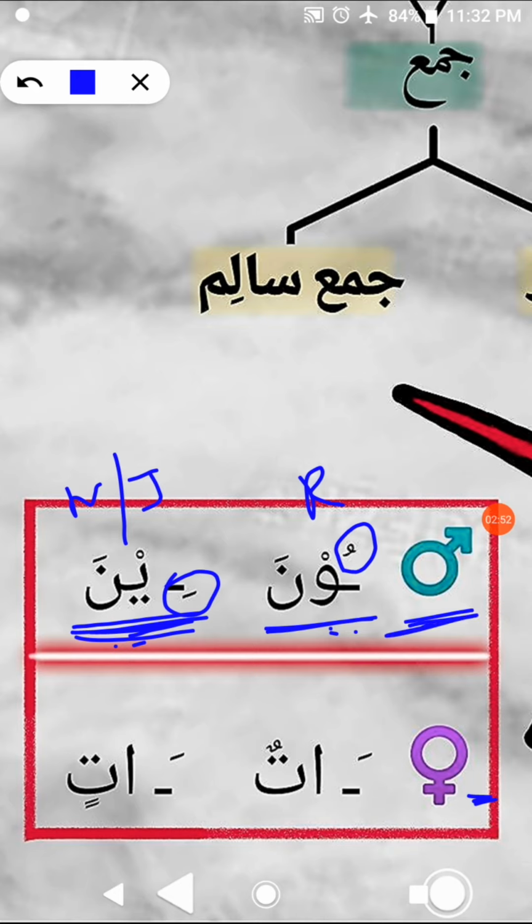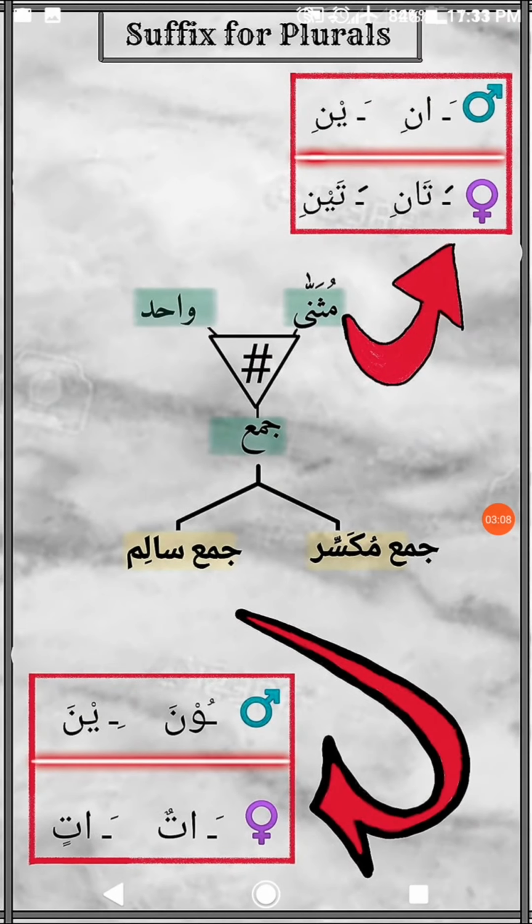And for feminine we have the suffix of atun and atin. Atun is for rafa and atin is for nasab and jar. So this is what I would want you to just remember at this moment: ani, aini, tani, taini, una, ina, atun, atin. Pause the screen for about 30 seconds or so and try memorizing these suffixes, and then we will proceed.